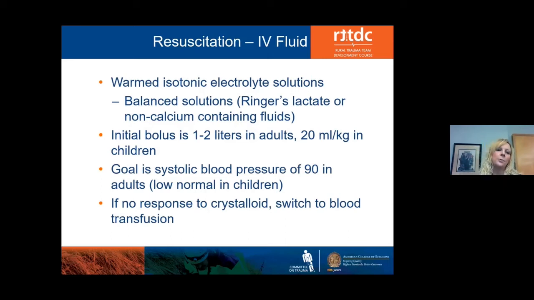Now they're saying, if no response to crystalloid, switch to blood transfusions. However, like I said before, if you have someone that's actively bleeding, I would advocate starting blood prior to any crystalloid.